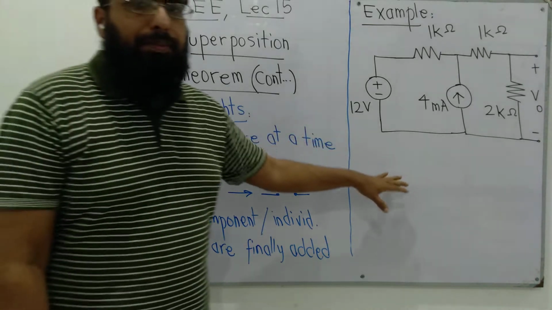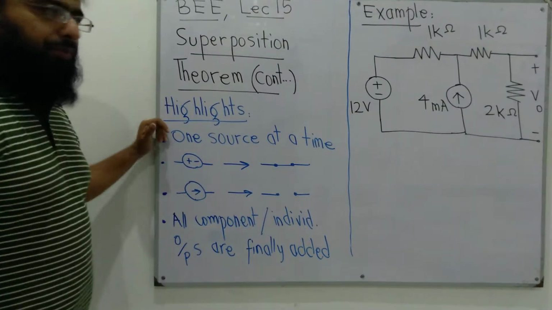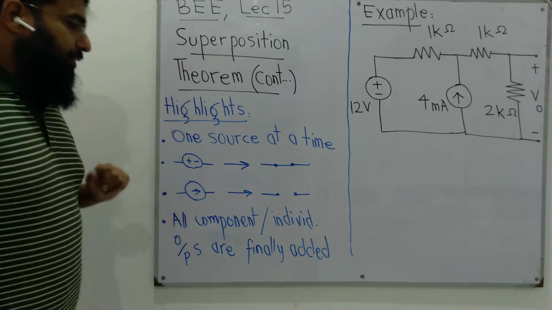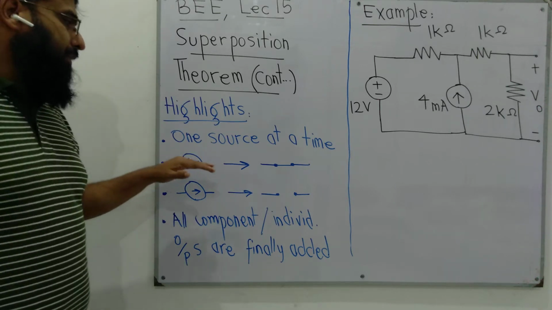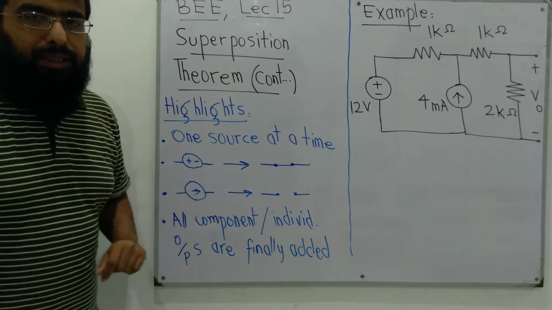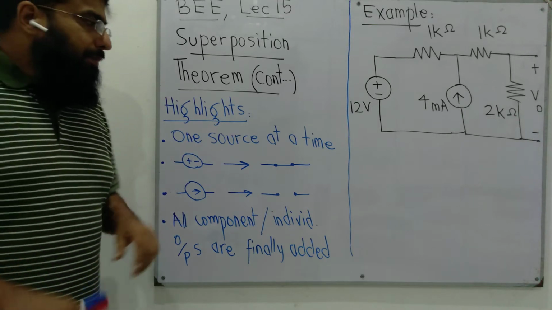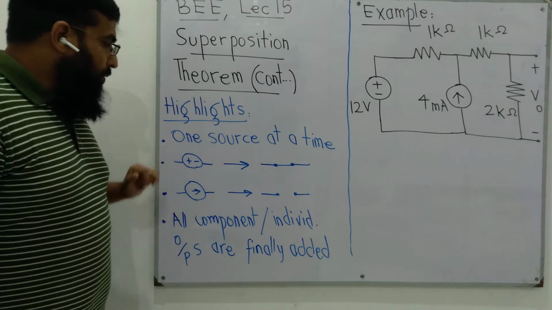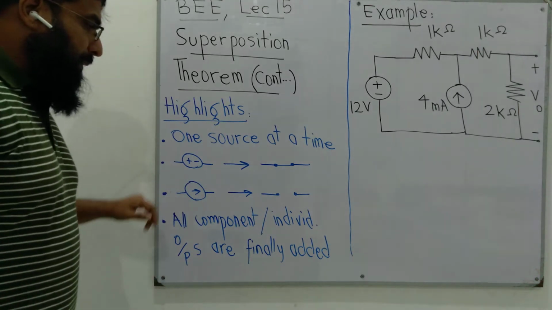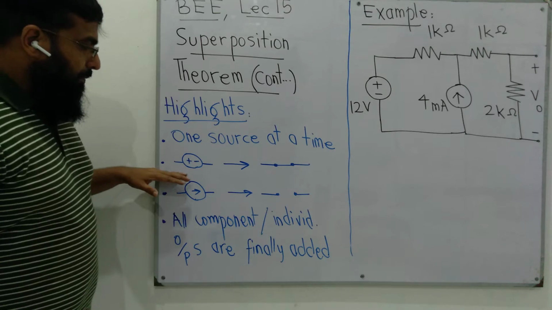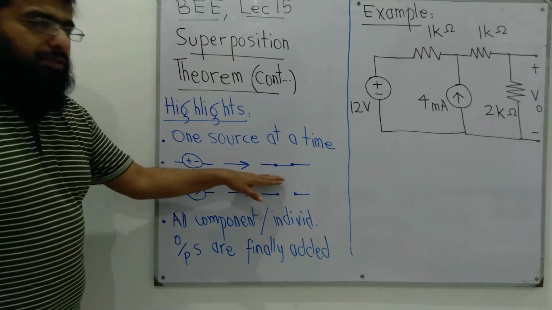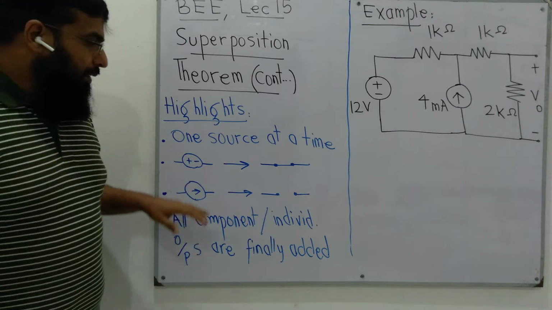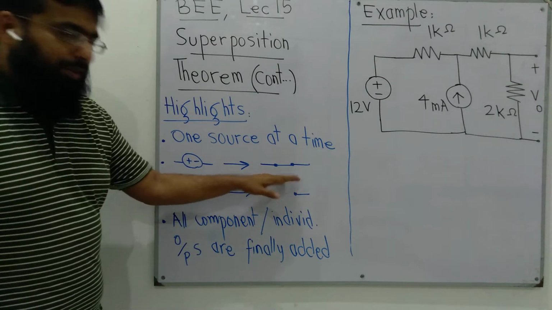Before we solve another example here, we first review the basic concepts, or the steps, to perform the superposition theorem. The first step is that we work with one source at a time. We may have multiple sources in the circuit, but when we apply the superposition theorem, we work with only one source at a time. All remaining sources are replaced with their equivalent resistances. All voltage sources are replaced with their equivalent resistance. The equivalent resistance of a voltage source is very small. Therefore, voltage sources are replaced with short circuits.